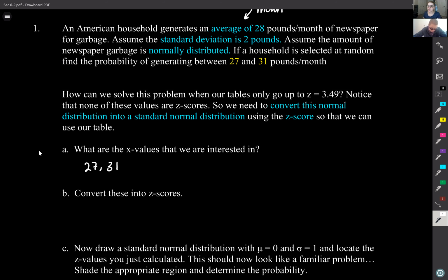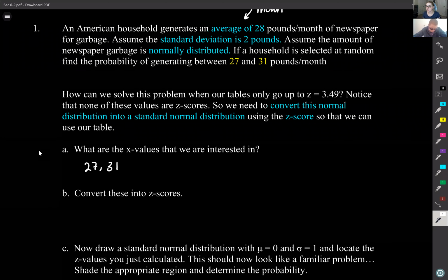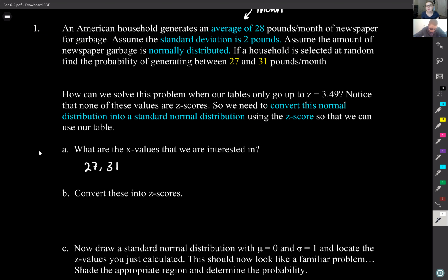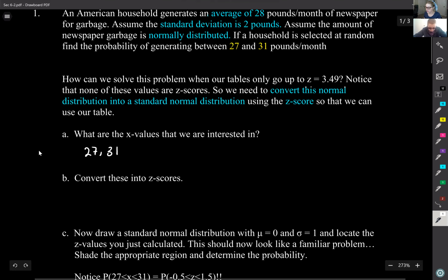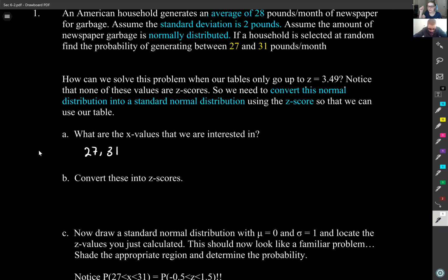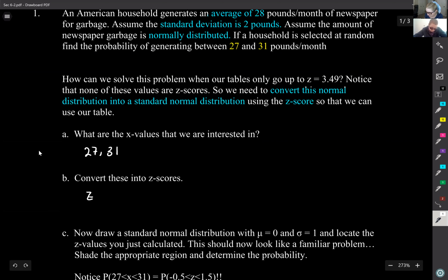Okay, so now part B says to convert these into z-scores. This was something that we practiced last class, but let's just refresh our memories here on how we do this. So we're going to do the first one, which is 27. I'm going to call this z1. Last time I just said z equals and converted it, but since we're doing two values here, I'm just going to call one z1 and one z2. So let's do 27 first. So I'm going to say that's my first z.